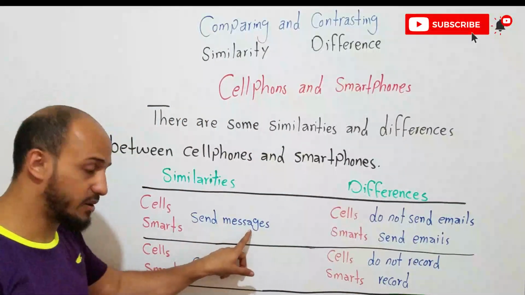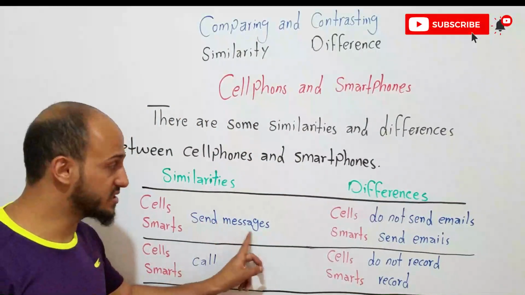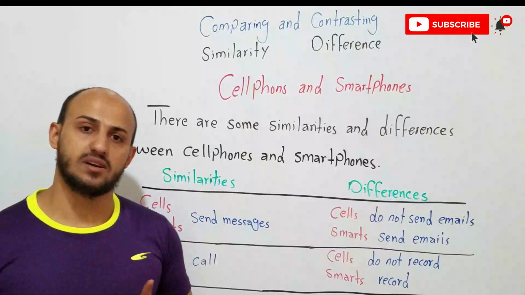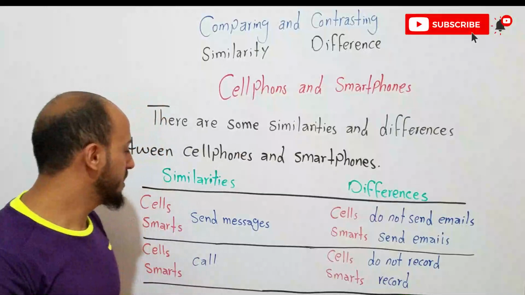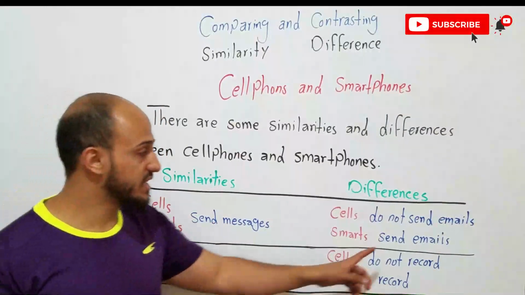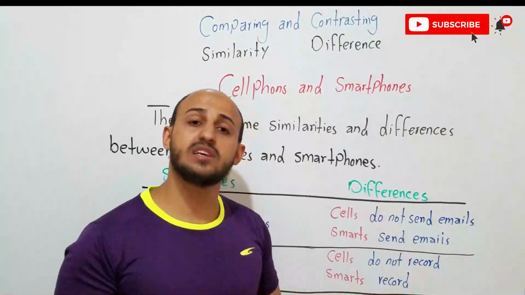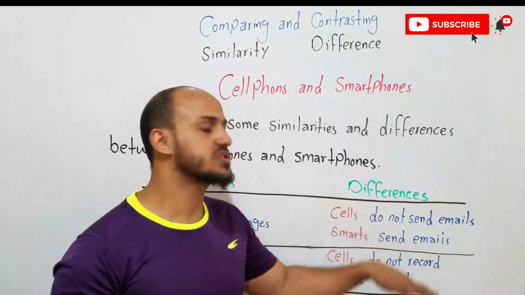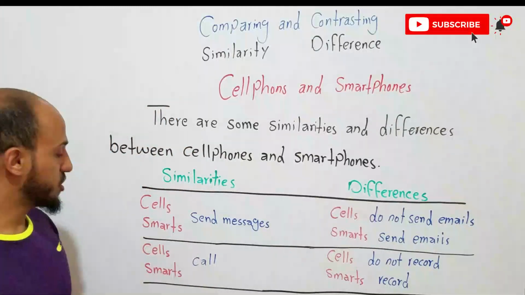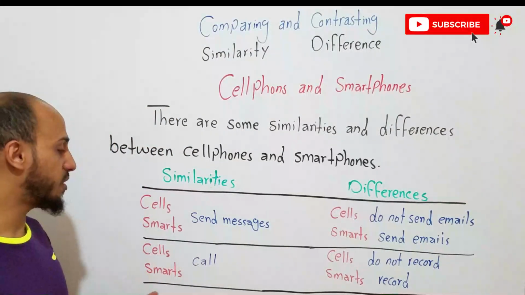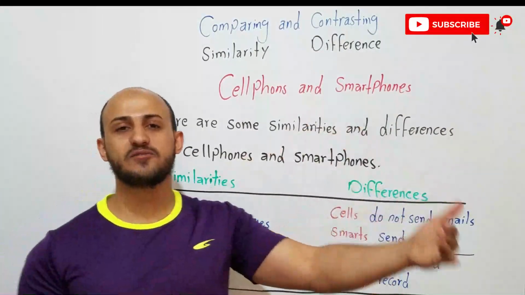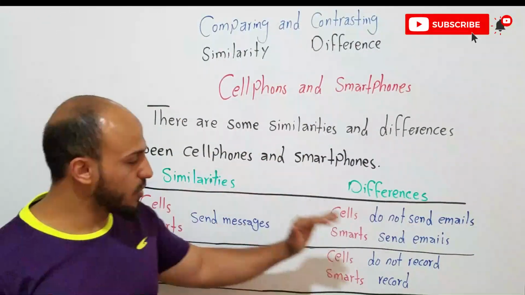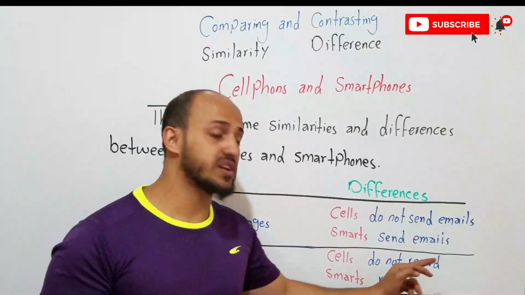Remember, here you're talking about messages. Send messages. Here, send emails. The same point, but different ones. So here, send messages, SMS. Here, you're talking about emails. Cells don't, and smarts do. Number 2, cells and smarts call. You can call your friend. You can call whatever you want.